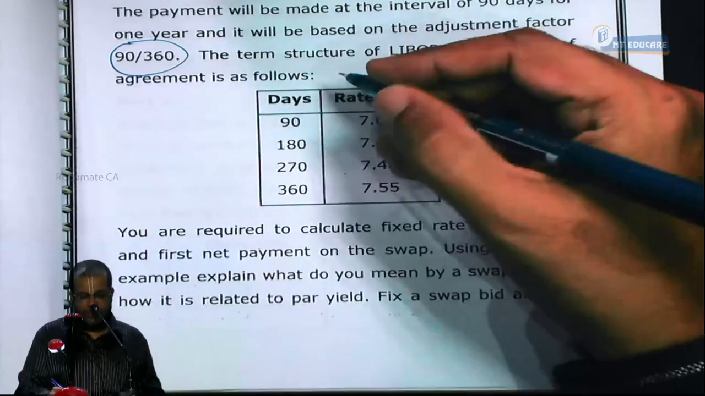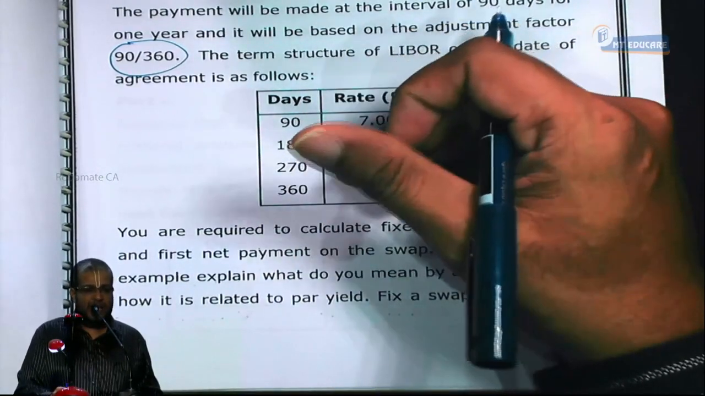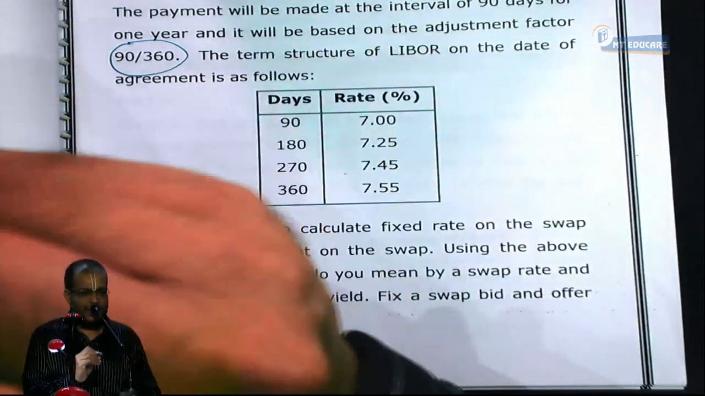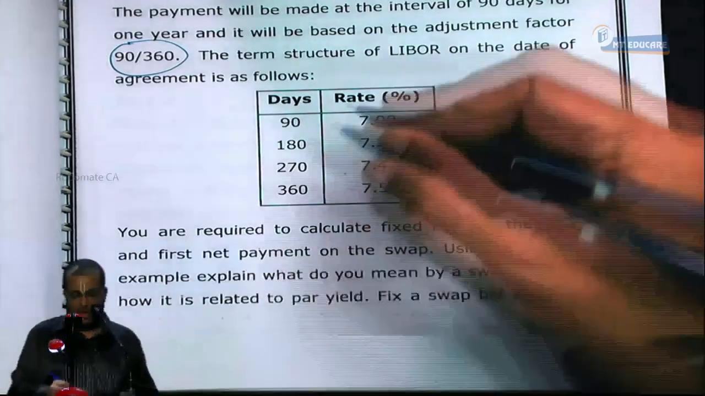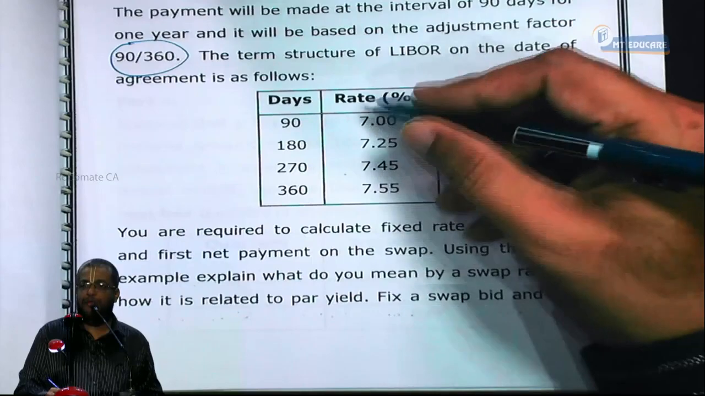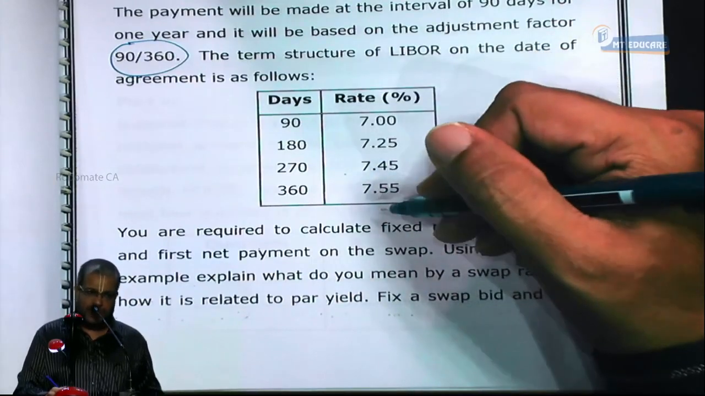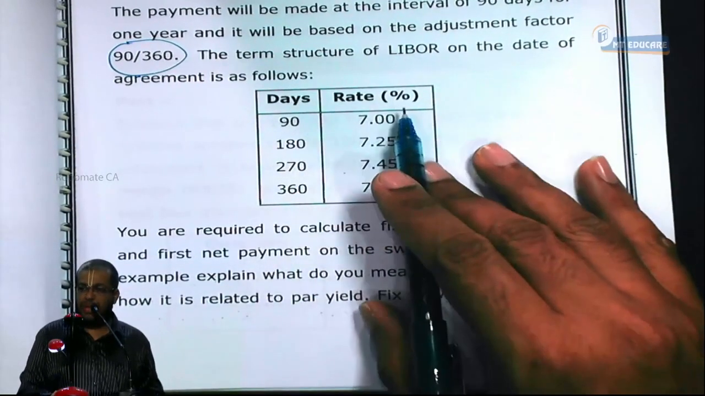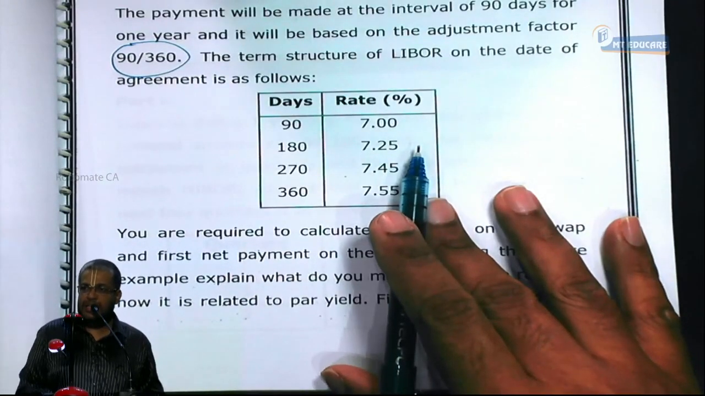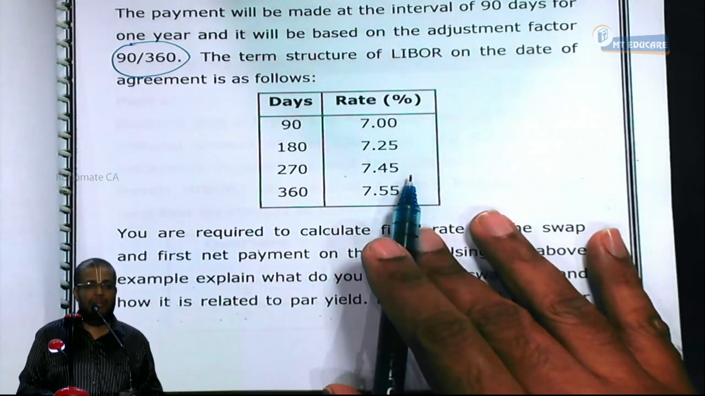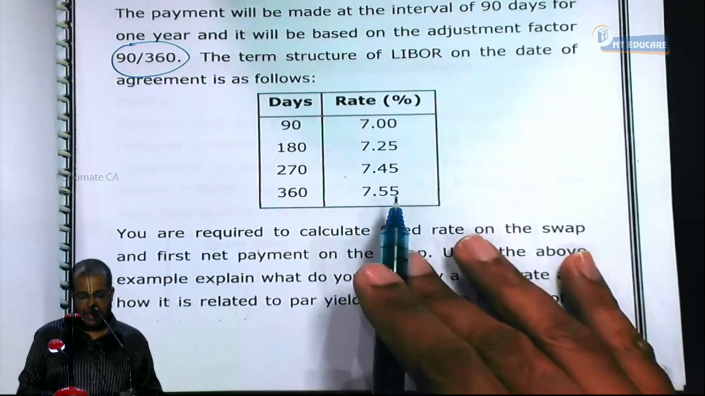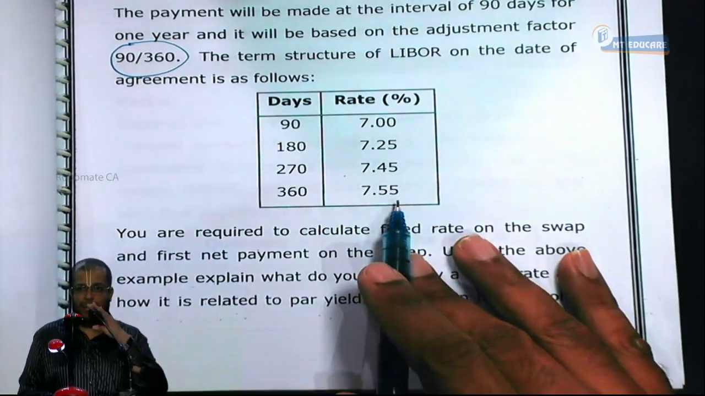Obviously, the fixed rate should be fixed keeping in mind the interest rates prevailing in the market on the date of the swap negotiation. On the date of swap initiation or negotiation, we saw that there are 4 LIBOR quoted on the market, spot LIBOR. Namely, a 3 months LIBOR is quoted at 7%, a 6 months LIBOR is quoted at 7.25%, a 9 months LIBOR is quoted at 7.45, and then a 1 year LIBOR is quoted at 7.55.